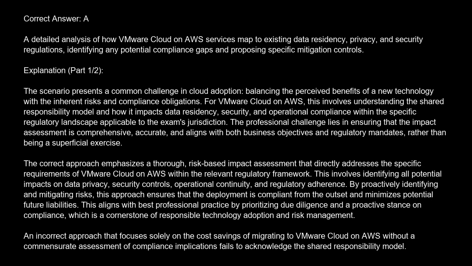The correct answer is A. A detailed analysis of how VMware Cloud on AWS services map to existing data residency, privacy, and security regulations, identifying any potential compliance gaps and proposing specific mitigation controls. Explanation. The scenario presents a common challenge in cloud adoption, balancing the perceived benefits of a new technology with the inherent risks and compliance obligations.